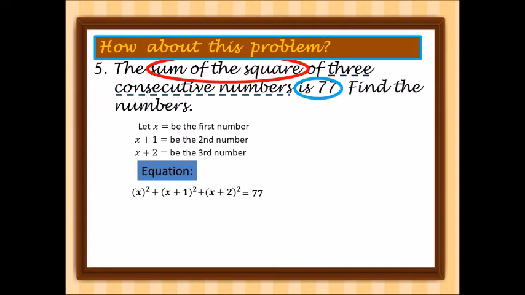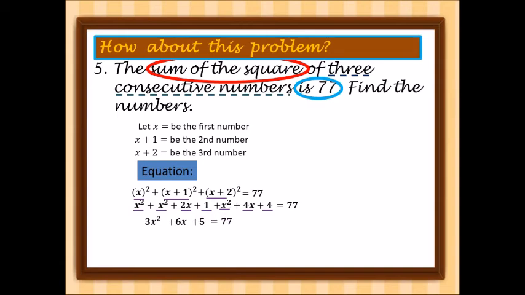Now let's solve our equation. So square the first term, that is x squared. Square the second term, that would give us x squared plus 2x plus 1. Square also the third term. So we have x squared plus 4x plus 4 is equal to 77. Now let's combine like terms. So we have there 3x squared. This is also another like terms, that is plus 6x, another like terms. So we have plus 5 is equal to 77.